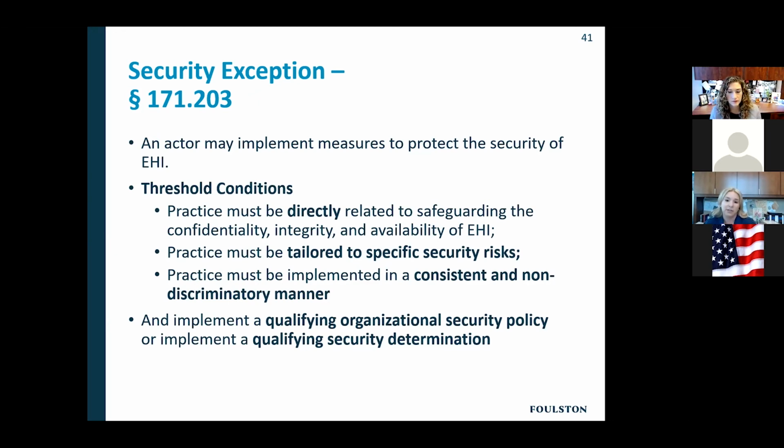Confidentiality, integrity, and availability should sound familiar. Those are the 3 components of the HIPAA security rule that are repeated throughout the security rule with respect to electronic protected health information. So those concepts have been adopted as part of the information blocking security exception. The practice needs to be tailored to the specific security risk. To me, the focus from an information blocking standpoint, as Amanda mentioned earlier, is to be very limited. So if there's a more limited, a more tailored protocol measure that we can put in place to address that security risk, then that is what the provider, the actor, needs to do.